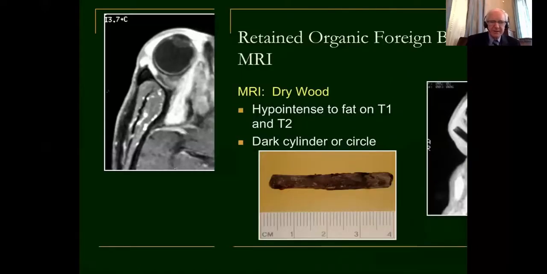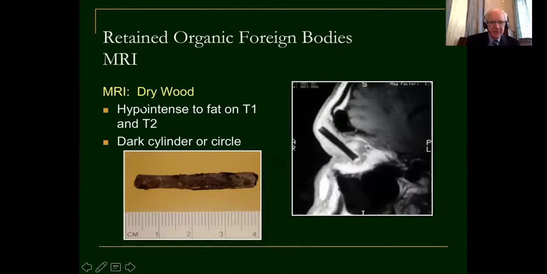So back to the other ones, retained foreign bodies, dry wood with MRI. We did CT scan and it's similar. This is MRI, dry wood, hypointense on fat to T1 and T2. It's a dark cylinder or circle, shows up very nicely. Here's a wood. This was a hunter that fell, again, impaled himself and said, I took the thing out. He went to the emergency room. They sewed up the small laceration and left this piece in there. So that is what he has.